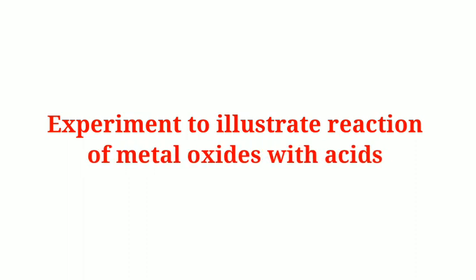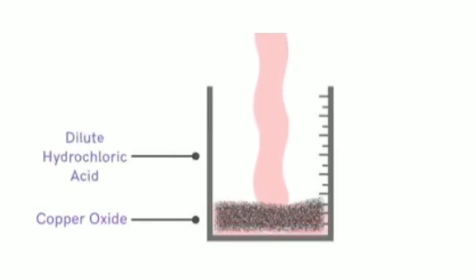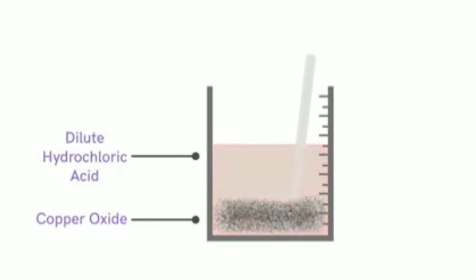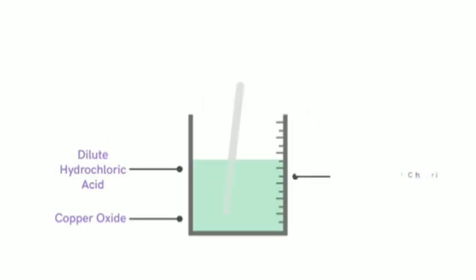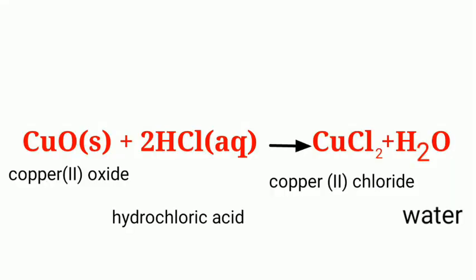We take copper(II) oxide in a beaker and add dilute hydrochloric acid into it slowly with constant stirring. A bluish green solution is obtained due to the formation of copper(II) chloride. The following reaction takes place. Copper(II) oxide plus hydrochloric acid gives CuCl2 plus H2O.